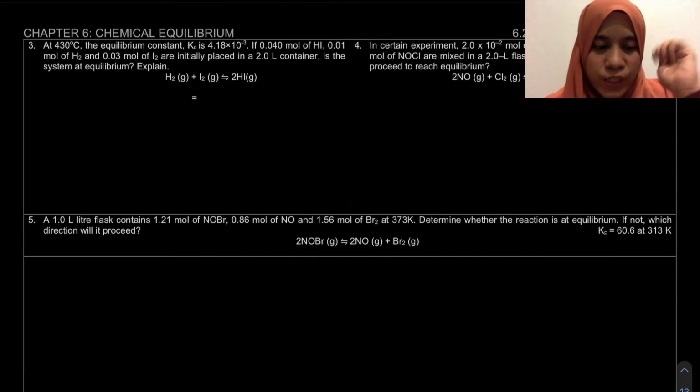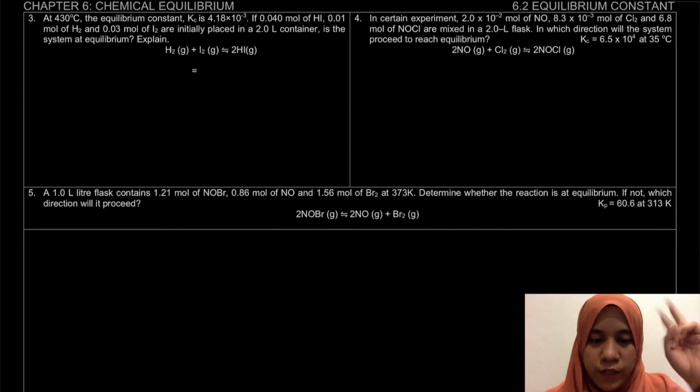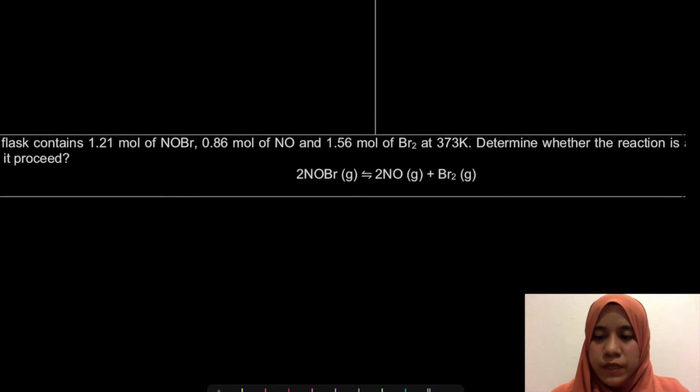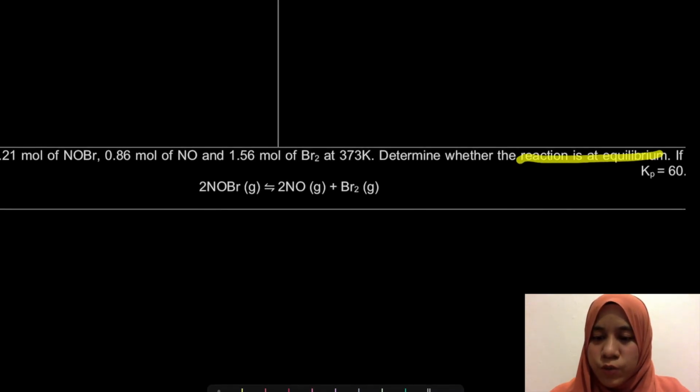Okay, this is question 5. Question 5 has two ways to answer. Okay, let's look first. In a 1 liter flask contain 1.21 mole, and this one is at 373 Kelvin. Determine whether the reaction is at equilibrium. If not, which direction will it proceed. Okay, so now it means here we have to find our Q.